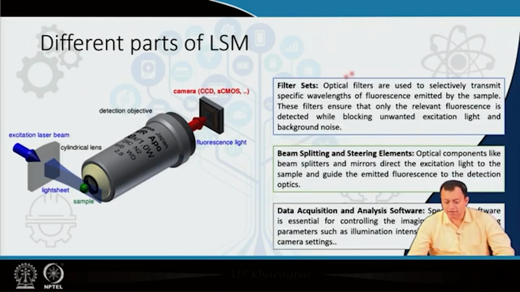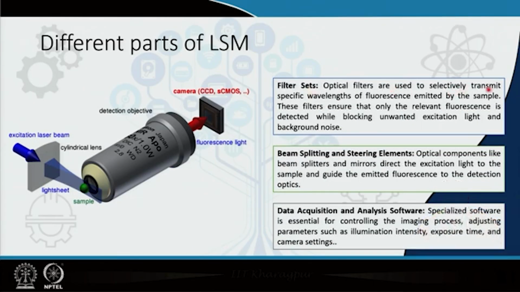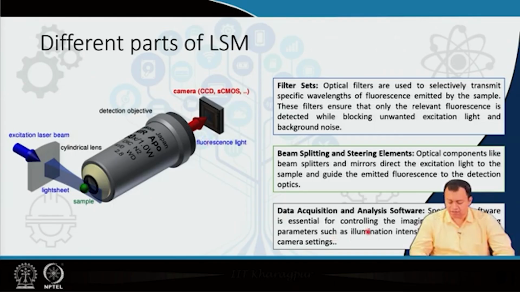You have obviously filter sets. Optical filters are used to selectively transmit specific wavelengths of fluorescence emitted by the sample. You have beam splitting and steering elements to direct the excitation light and the emitted fluorescence, and of course, data acquisition and analysis software. Specialized software is essential for controlling the imaging process and obviously for analysis of the data.